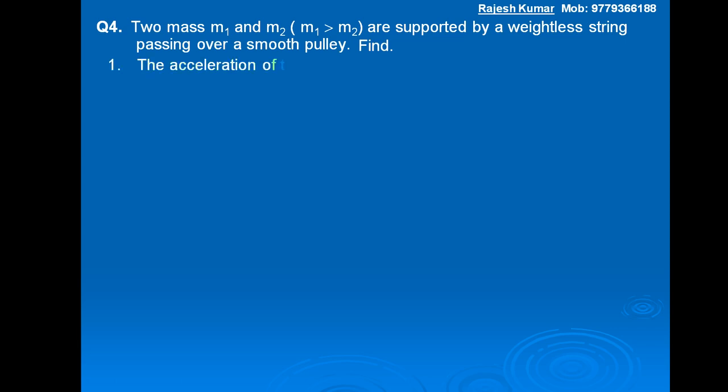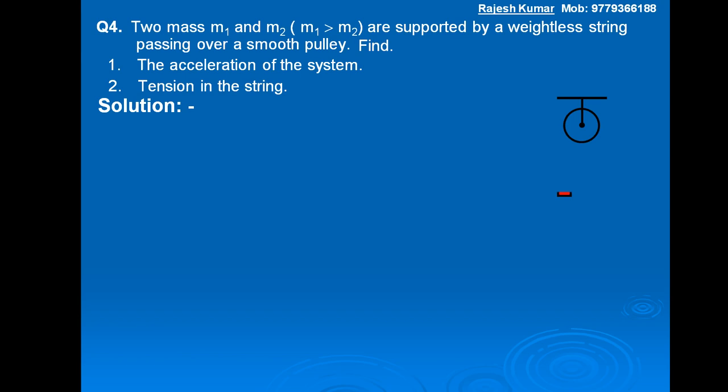Find number 1, the acceleration of the system. Number 2, tension in the string. Also find total load on the pulley. Now solution. We are given a smooth pulley and this is mass M1 attached with a string passing over a smooth pulley, attached to the other end is the other mass M2, and M1 is greater than M2, meaning M1 is heavier than M2.